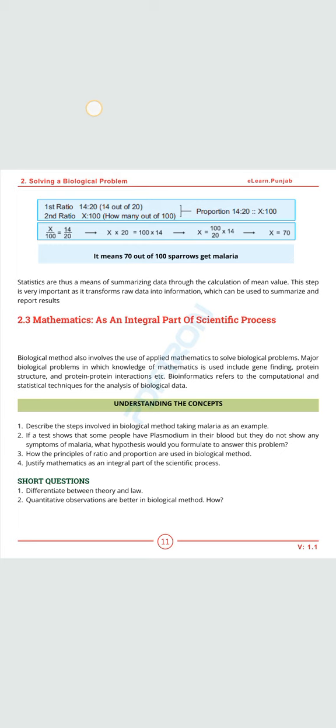Bioinformatics refers to the computational and statistical techniques for the analysis of biological data. Bioinformatics means the people involved in finding information from biological data. These two techniques are used by bioinformaticians for the analysis of the biological data. It means that after the data organization and data analysis, computational and statistical techniques are also used for the analysis of biological data.